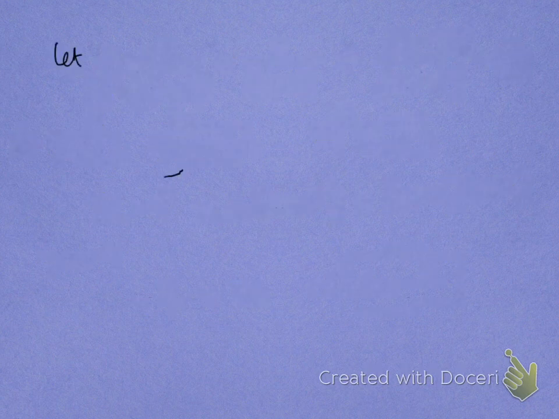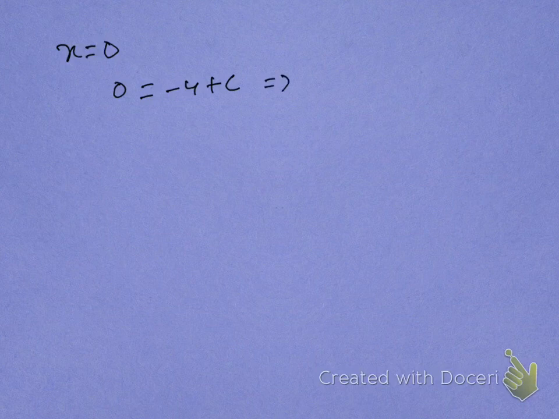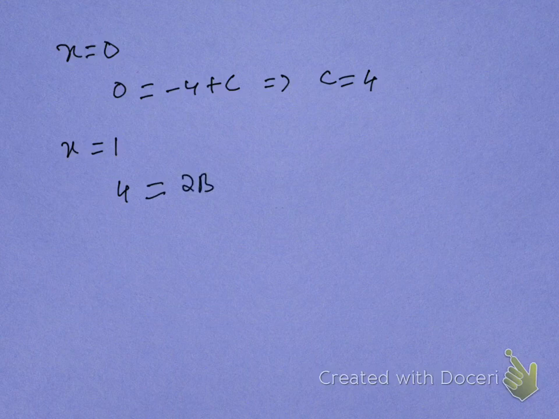Now substitute x = 0. So when we substitute x = 0, we'll get 0 on left side and minus 4 plus c on right side. Therefore the value of c will be 4. Now substitute the third value of x, which was 1. So when we substitute 1, we'll get 4 on left side and 2b plus 2 on the right side. Therefore the value of b will be 1.